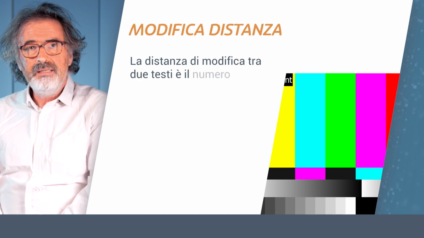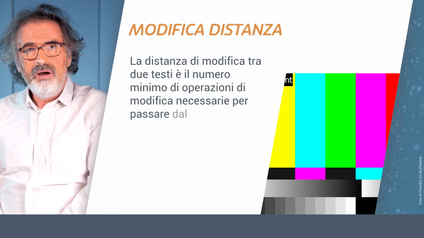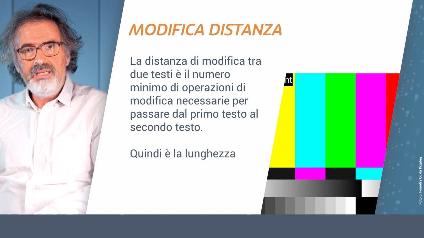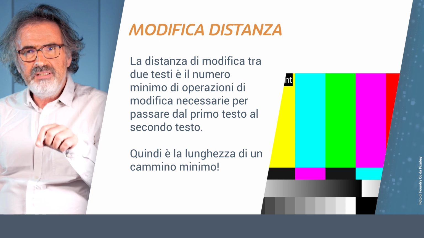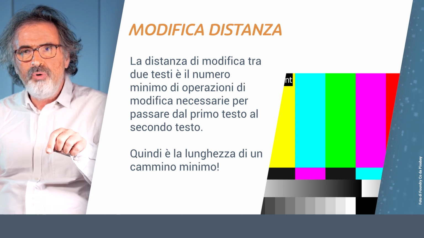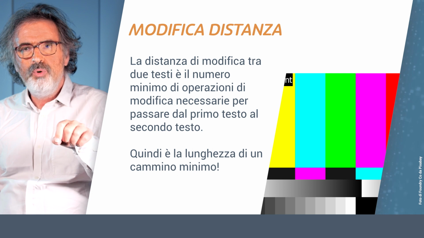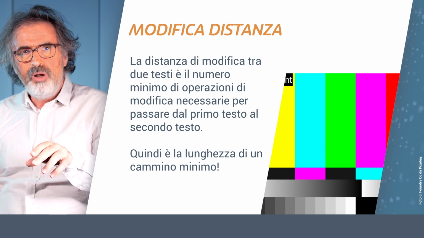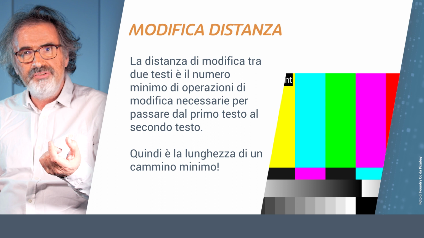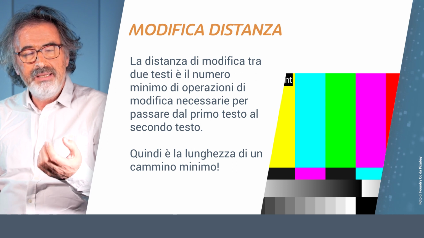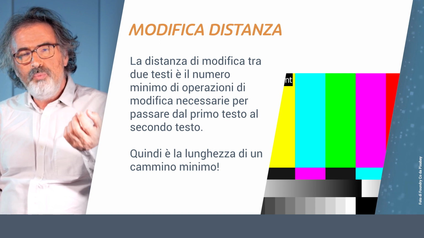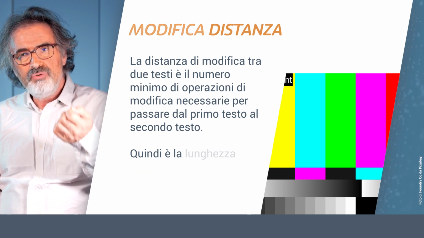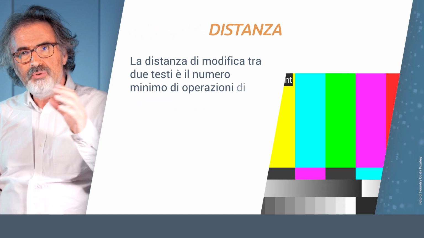The edit distance is the smallest number of edit operations that are needed to go from one word to another. So it is in a way the length of the smallest edit path to get from one word to another. The example I have given here is on words, but it works exactly the same on phrases or on texts. We will be counting how many words we have had to insert, to delete, or to substitute to get from one text to another text.